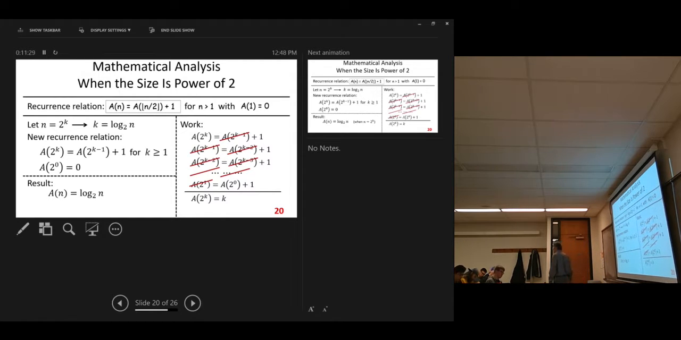Under the assumption n is a power of 2, we find a solution. But this is under that assumption, power of 2. We need to go to the general case. We cannot stop at this point. So we need to keep going, find the general expression for arbitrary positive integer n.